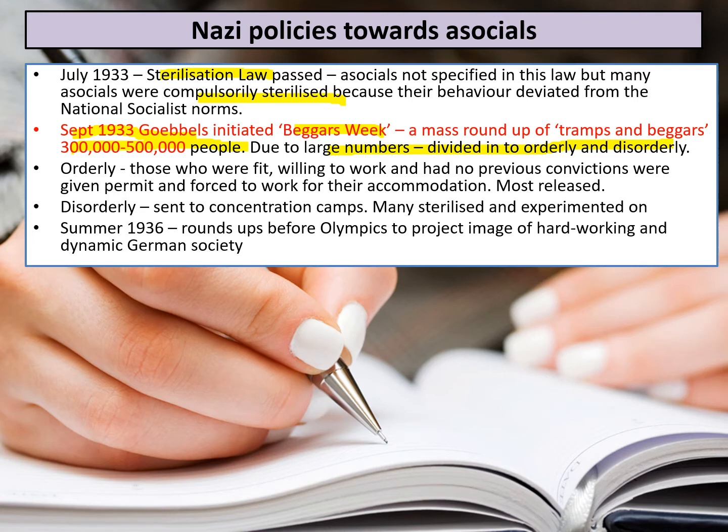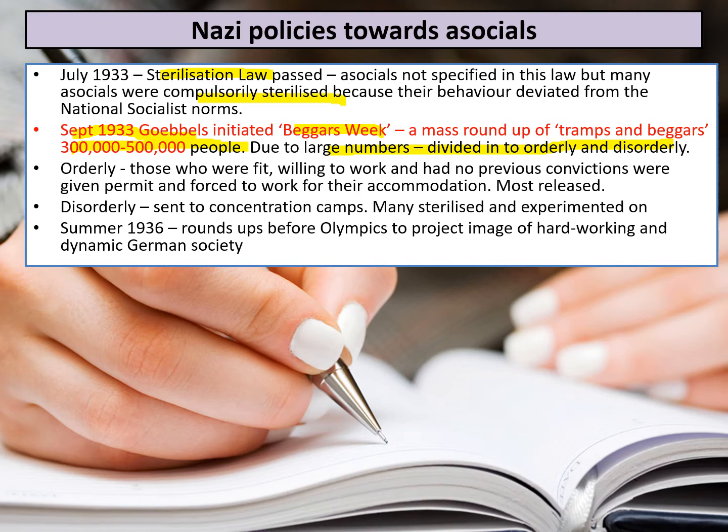Remember that 1933 is incredibly busy for the Nazis in terms of concentration camps. They've set up their first one in Dachau in March 1933, but at this point they're still rounding up lots of political opposition because they only banned all other political parties in July 1933, and they haven't yet been able to arrest all of the SPD and communist leaders. So they divide them into the asocials that are orderly and disorderly.